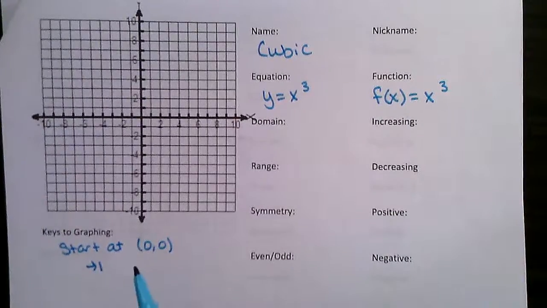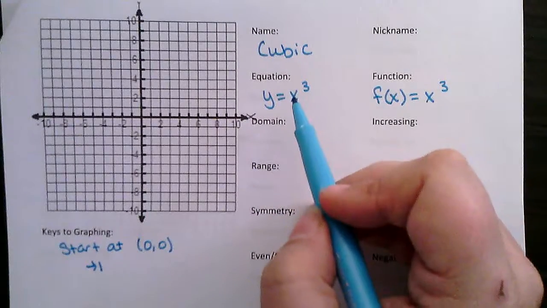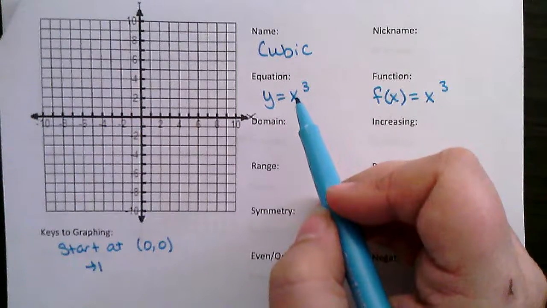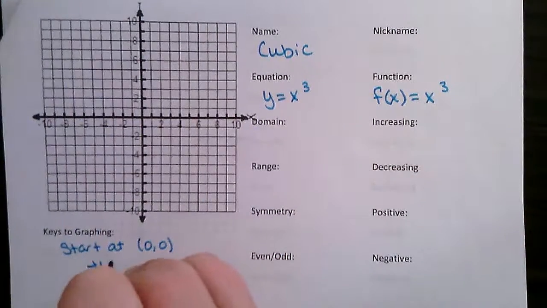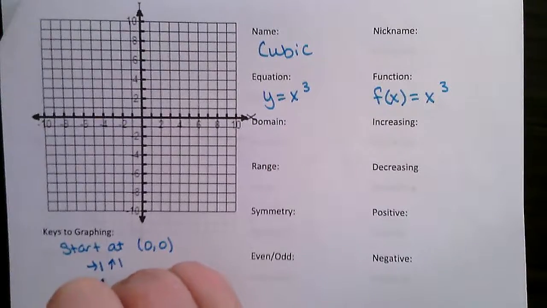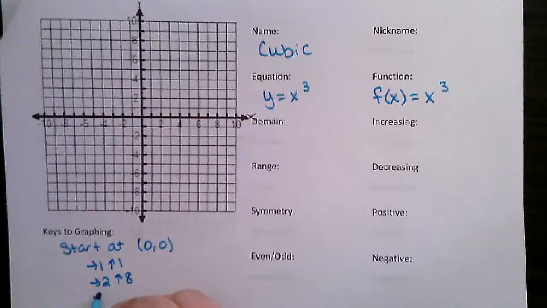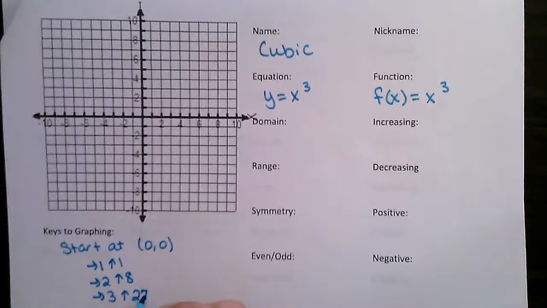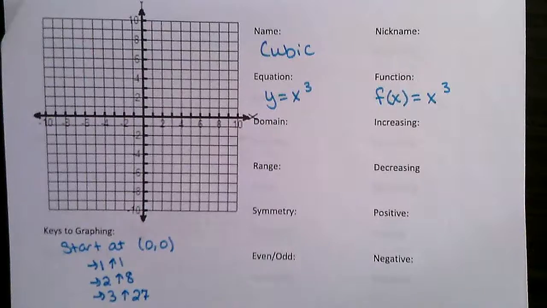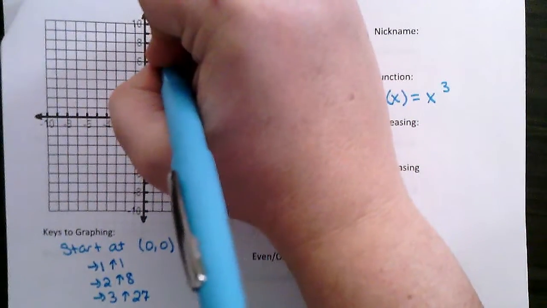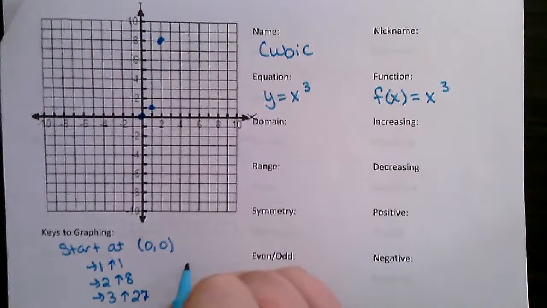So if I plug in 1, I take 1 and put it in here. So 1 to the third. You can either get a calculator or use your brain. 1 times 1 times 1. That is going to give me 1. If I put in 2, 2 times 2 times 2, that is 8. If I put in 3, 3 times 3 times 3, that is 27. And that is already off my graph, so I'm going to stop there. So 0, 0 is my first point. 1, 1, 2, 8.